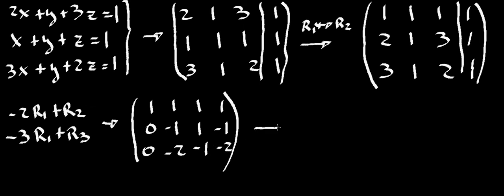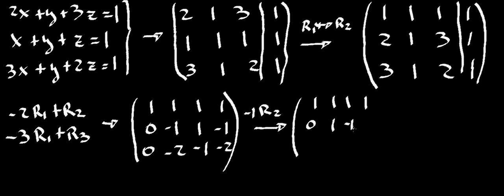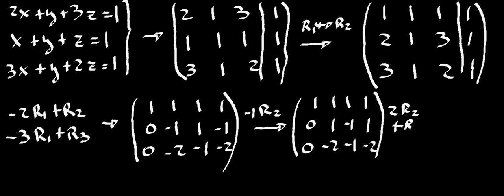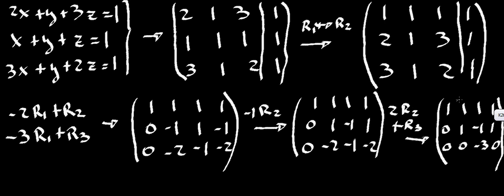Now at this point, what I'm going to do is multiply the whole row 2 by minus 1, so I get a 1 in my second pivot position. So it's minus 1 times row 2, and that is going to give us the new matrix. Now to get a 0 in this position down here, we're going to multiply 2 times row 2 and add that back into row 3. And this is the final matrix we are getting.